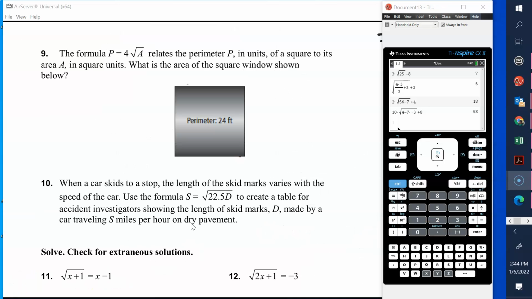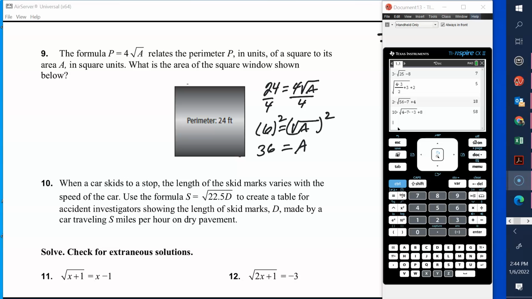The formula P is equal to 4 times the square root of A relates the perimeter in units of a square to its area. What is the area of the square window shown below? So the perimeter is 24. So you have 24 equals 4 times the square root of A, divided by 4 because you're solving for A. So you have 6 equals the square root of A. You square the right side, you square the left side. So A is equal to 36.